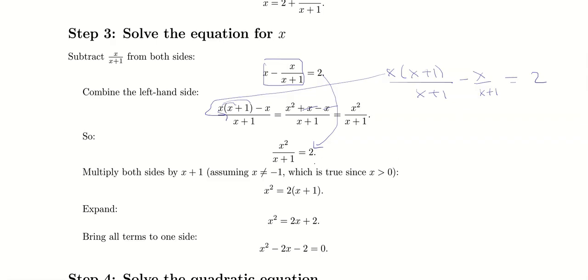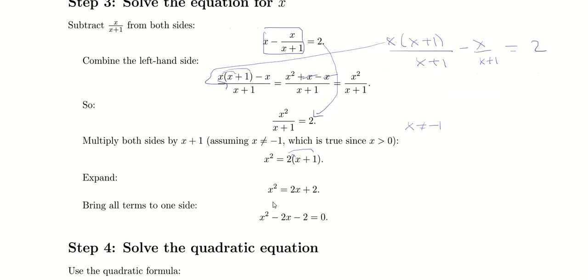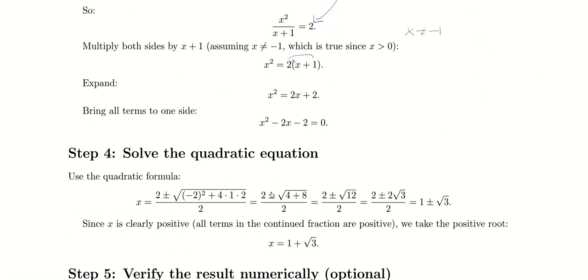Here we're going to assume that x does not equal -1 because that means we'd be dividing by 0. So we'll multiply both sides by x plus 1, distribute the 2, bring it all over to the left side, and then we need to solve for x, which we'll do using the quadratic formula. We use the quadratic formula and we get 1 plus or minus root 3.